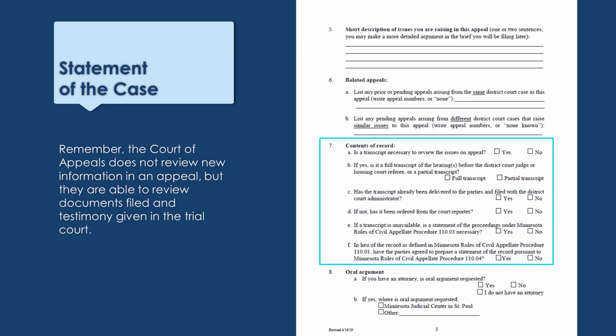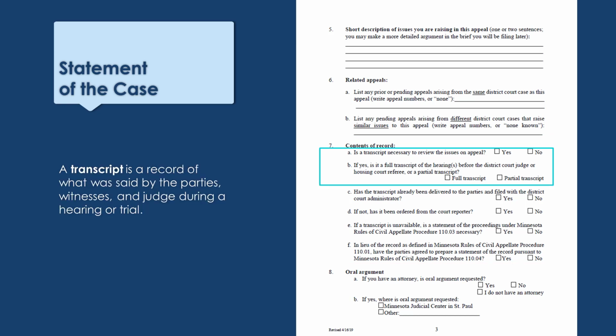Question 7 asks about the record of your case. The Court of Appeals does not review new information in an appeal, but they are able to review documents filed in the district court and testimony given at a hearing or trial. Generally, if you want the appeals court to consider anything that was said at a hearing or trial before the district court, you will need to order a transcript.